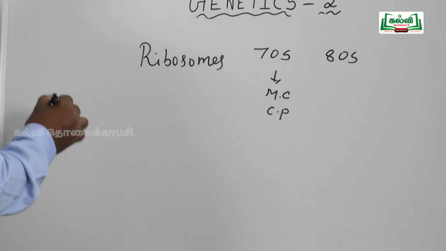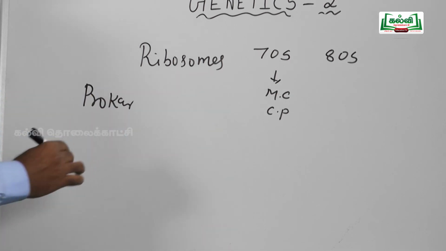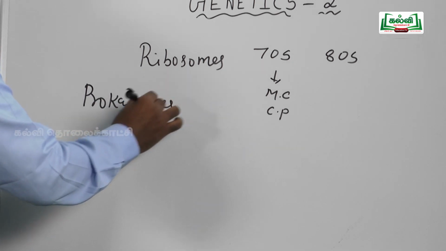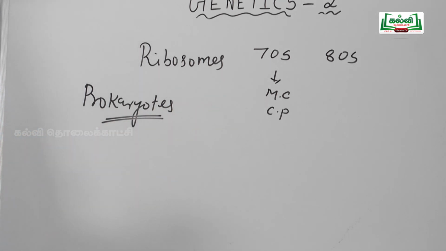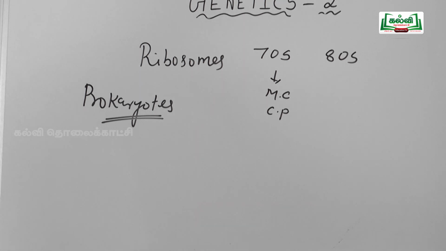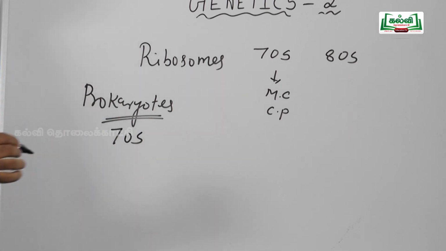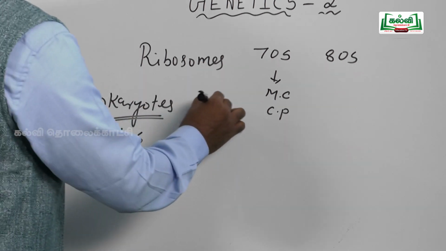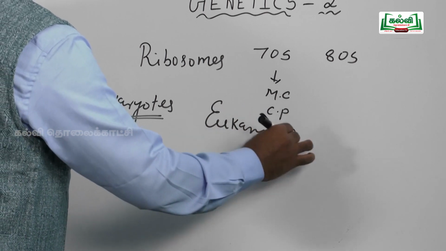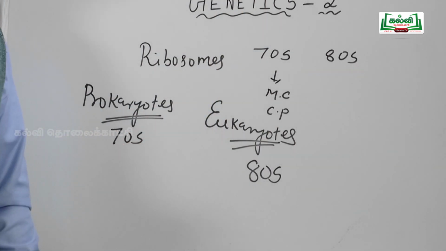Prokaryotes are primitive cellular organisms with an incipient nucleus. Examples are bacteria, cyanobacteria, blue-green algae, and Archaebacteria, the bacteria which live in extreme environmental conditions, where 70S ribosomes are present. And 80S ribosomes are present in eukaryotes. Eu means true, karyon means nucleus. An organism with a well-defined nucleus is said to be eukaryotic.